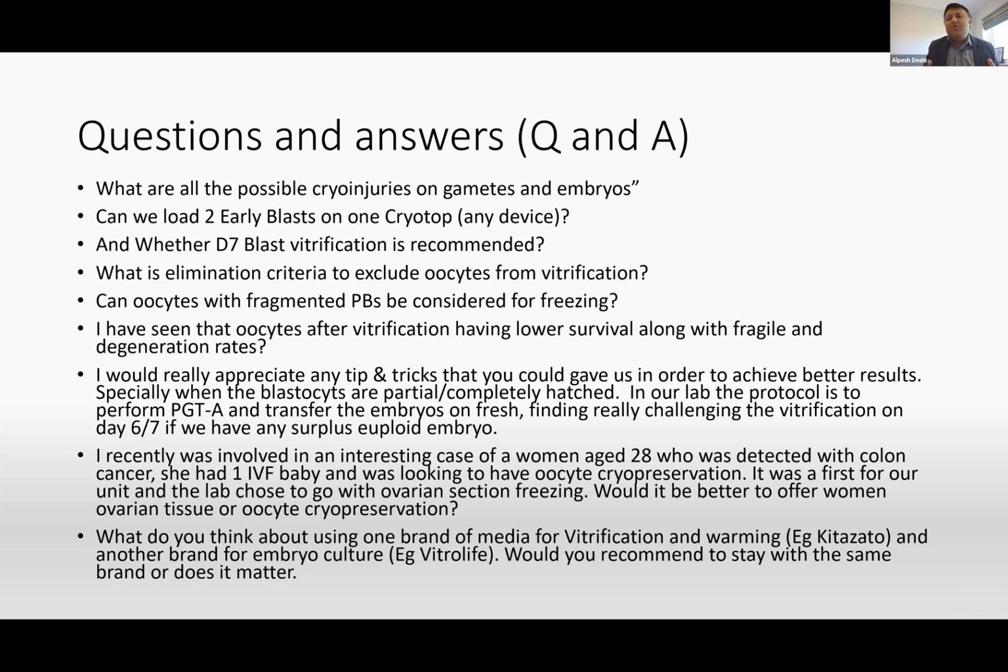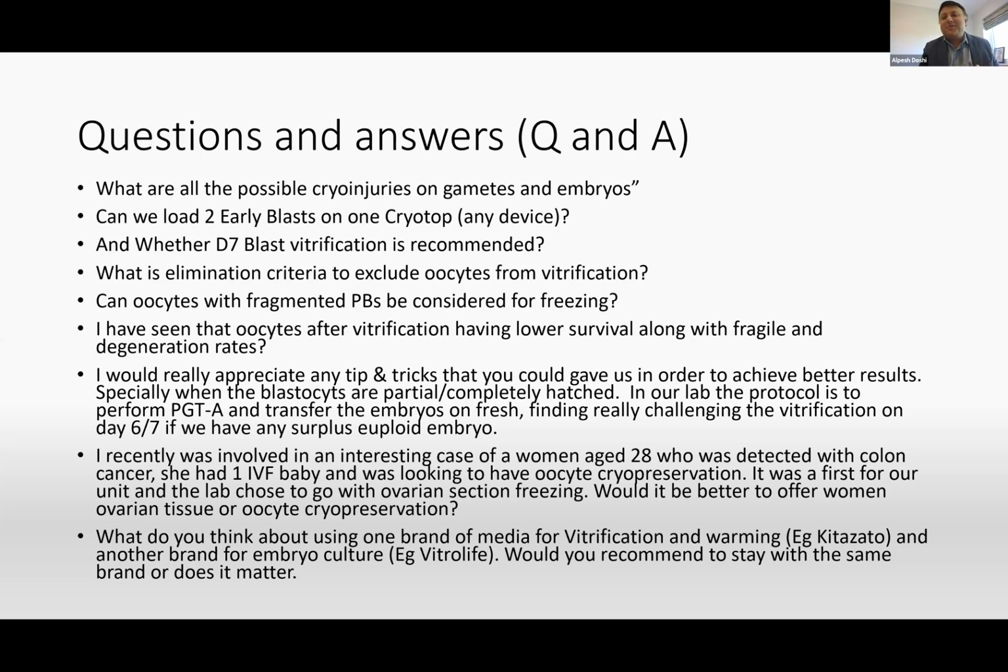So there is no rule, in my opinion, that suggests that if you are using a culture media from Cooper Surgical or Origio, you have to use only their vitrification product and not the other. But again, I would tread with caution. Of course, I've known many people using Vitrolife media, but freezing in Kitazato.